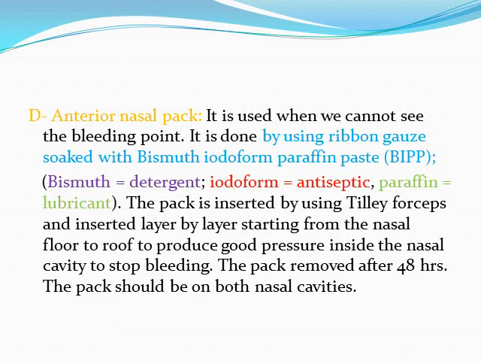It is done by using ribbon gauze soaked with bismuth, iodoform, paraffin paste. The bismuth is a detergent, iodoform is antiseptic, paraffin is lubricant for easy insertion. The pack is inserted by using tele forceps and inserted layer by layer, starting from the nasal floor to the roof, to produce good pressure inside the nasal cavity to stop the bleeding.